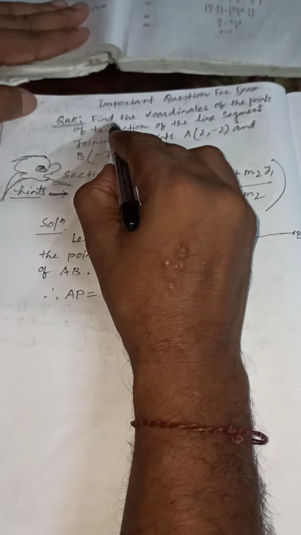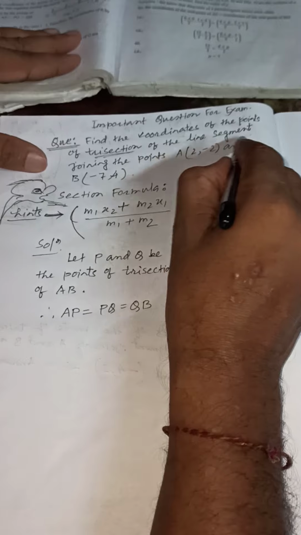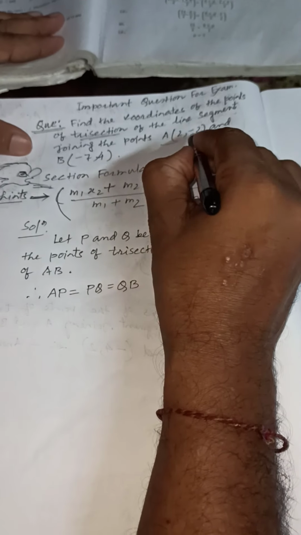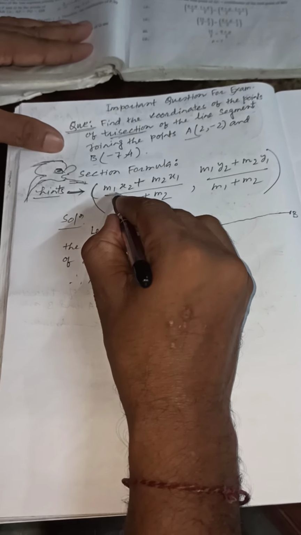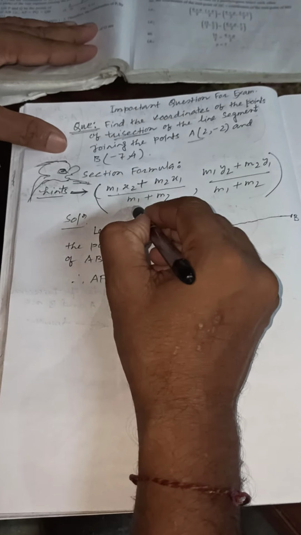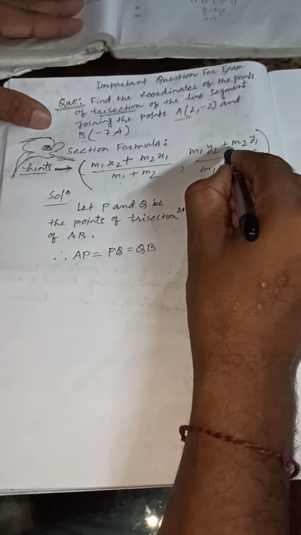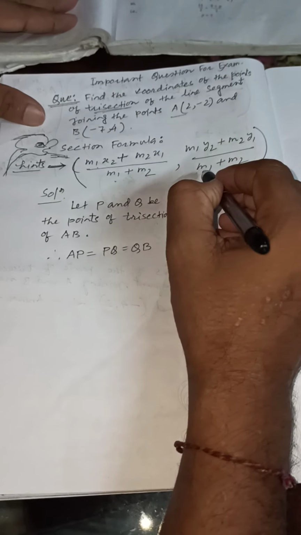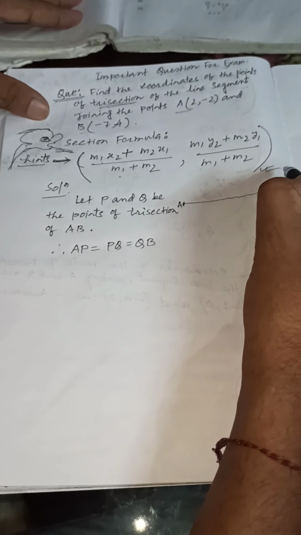Important question for your exam: find the coordinates of the points of trisection of the line segment joining the points A and B. We should know the section formula, that is (m1 x2 + m2 x1) divided by (m1 + m2), and (m1 y2 + m2 y1) divided by (m1 + m2). That is the section formula, like the distance formula. So you should remember this one.